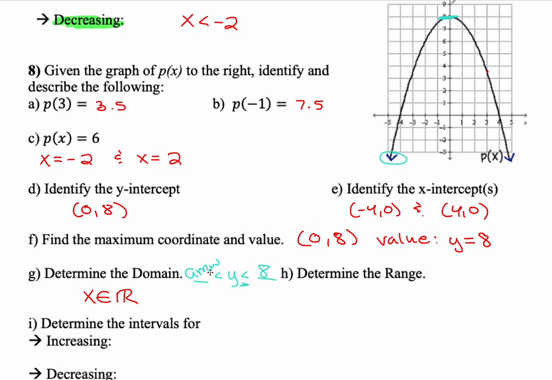Okay, so I'm going to come back to arrow. I'm going to erase that and take off its inequality. And we're left with y is less than or equal to 8. And that is our final answer for our range. Y is less than or equal to 8.